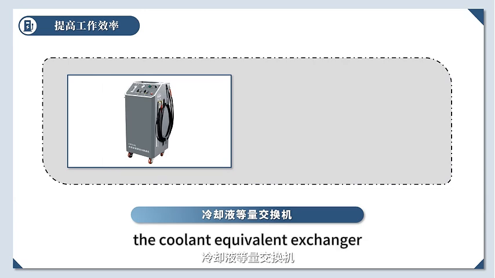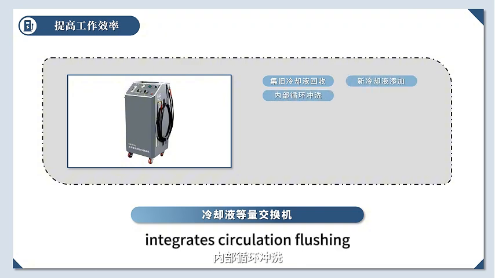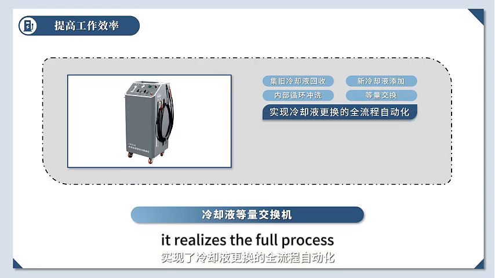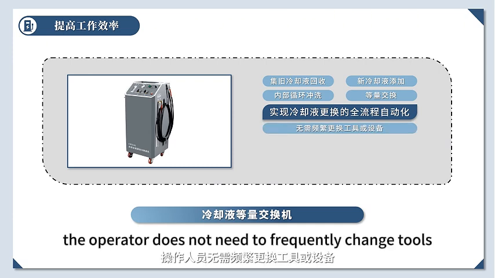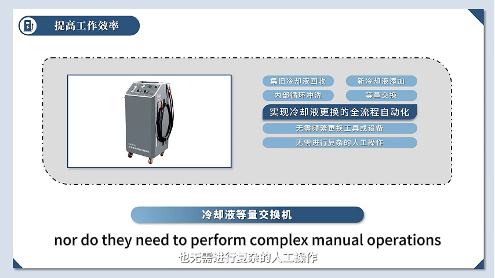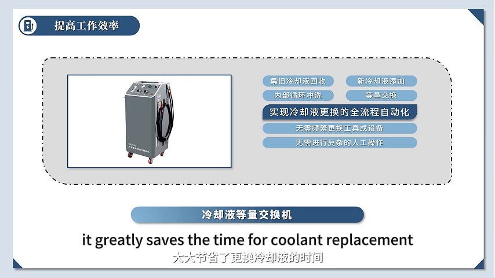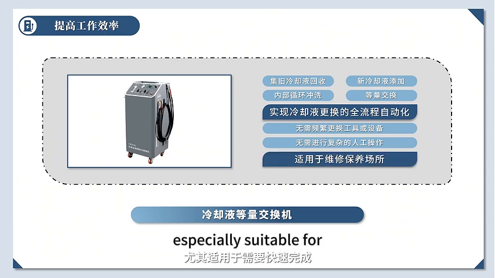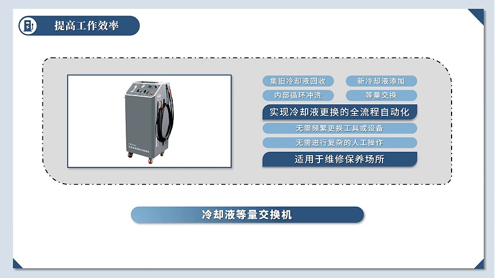The coolant equivalent exchanger integrates old coolant recovery, new coolant addition, circulation flushing, and equal exchange functions in one. It realizes full-process automation of coolant replacement. The operator does not need to frequently change tools or equipment, nor perform complex manual operations, such as multiple coolant additions and discharges. It greatly saves the time for coolant replacement and improves work efficiency, especially suitable for maintenance sites that need to quickly finish replacing the coolant of a large number of vehicles.